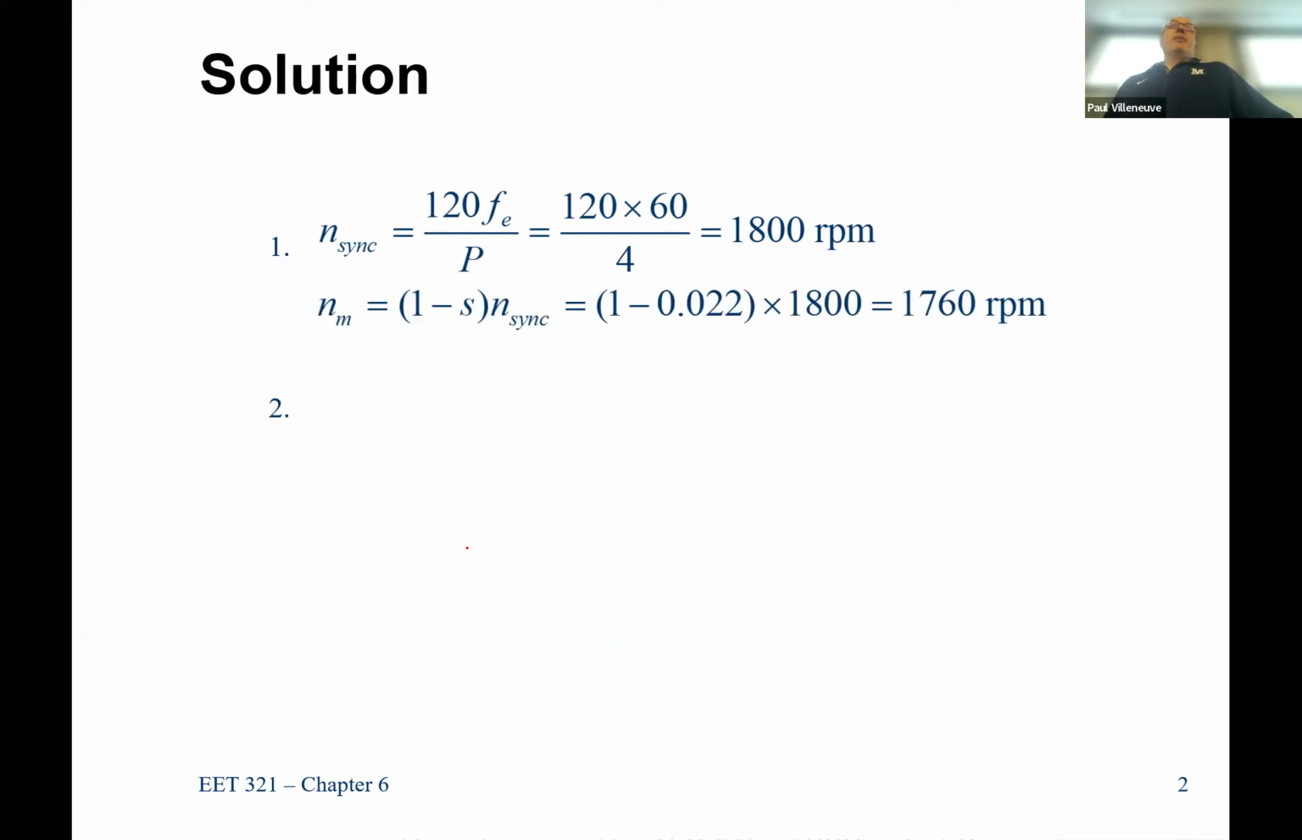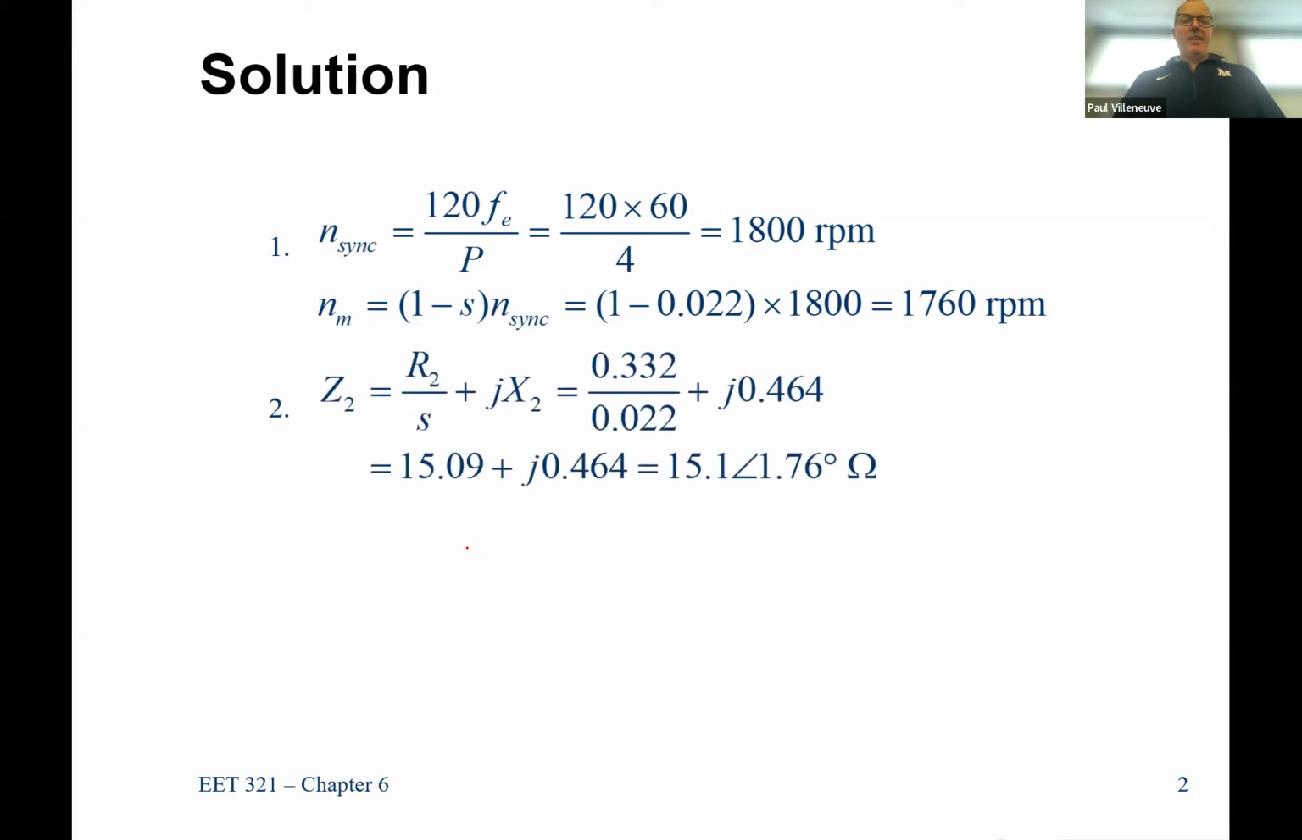And since we have a slip of 2.2%, we can use our equation to calculate mechanical speed from synchronous speed and the slip. So this machine runs at 1760 RPM. This is actually the current application. Somebody measured that it's running at 2.2 percent slip.